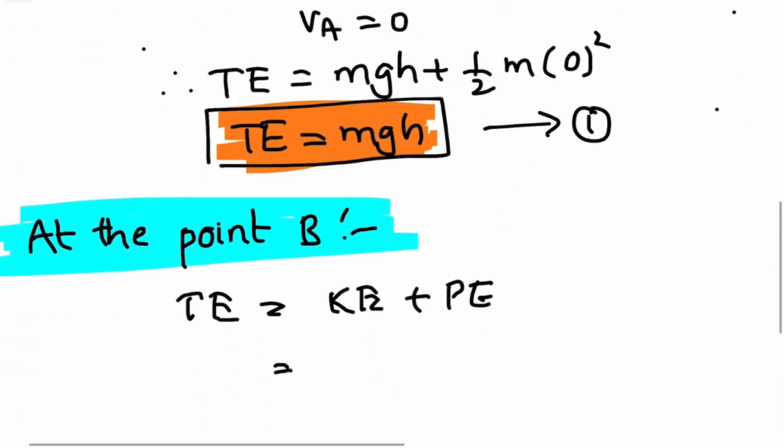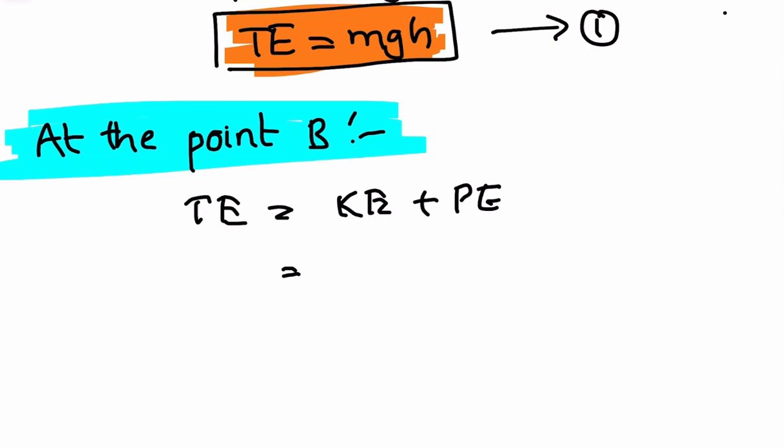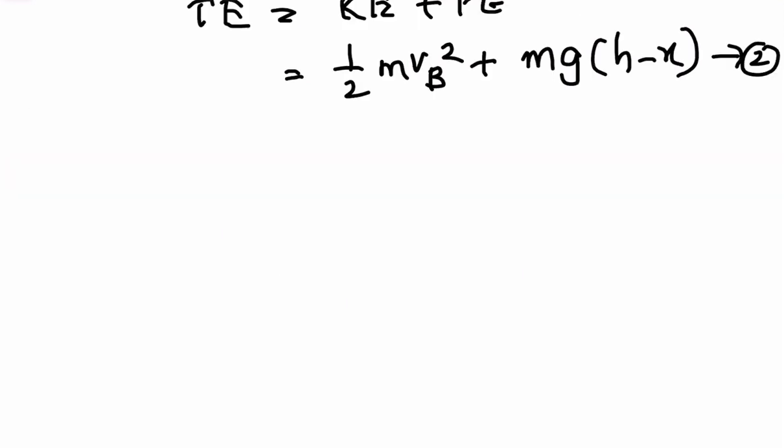Kinetic energy is now half mvB square and potential energy is mg(h minus x). Let it be equation number 2. And we know the fundamental equation v square minus u square is equal to 2as. At the point B, it traveled a distance of x.